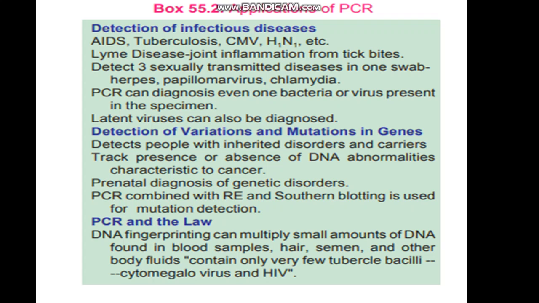Another term is nested PCR. Nested PCR is intended to reduce the contamination in products due to the amplification of unexpected primer binding sites. When we add primers, a few primers may bind to unexpected sites, due to which there is impurity of many DNA sequences which we do not need.